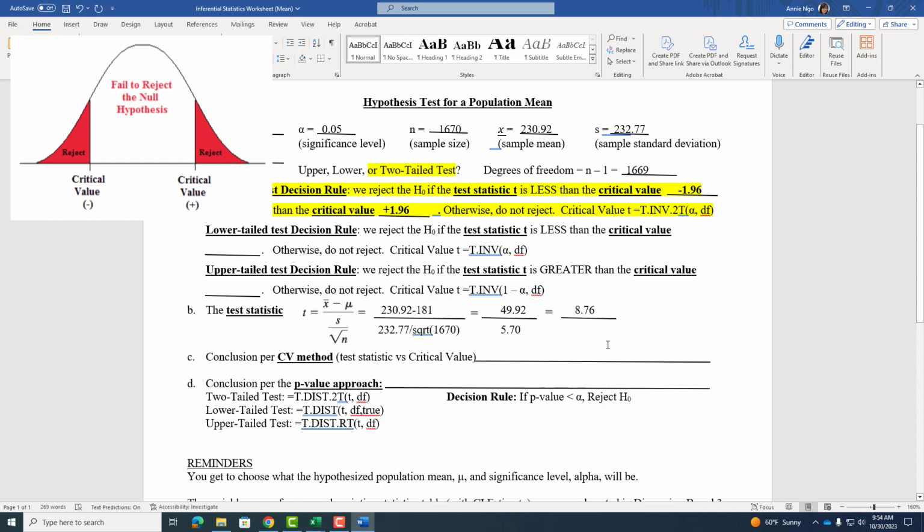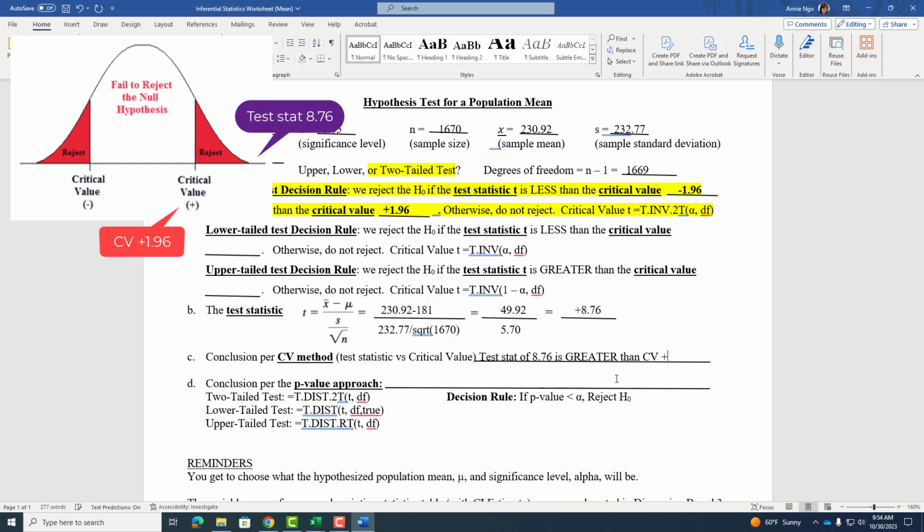Because 8.76 is positive, and I'm just going to put a plus sign so we remember it's positive, I'm going to compare this positive test statistic to my positive critical value, because I'm on the right side of my curve. So how does 8.76 compare to 1.96? Because my test statistic of 8.76 is greater than my critical value of positive 1.96, right? Just by numbers, this number is bigger than that number.